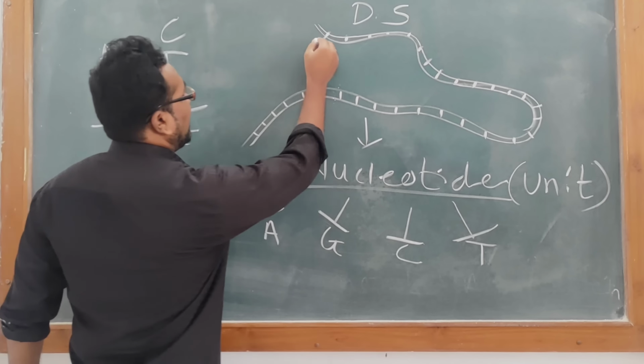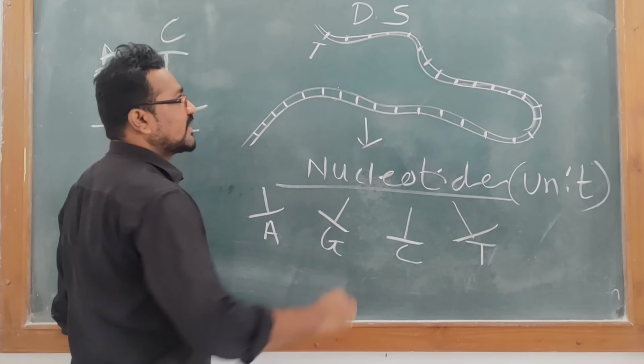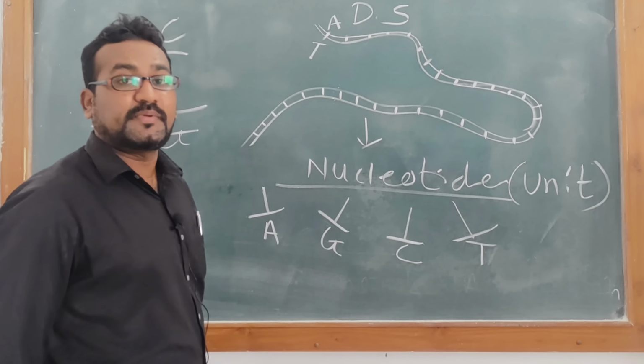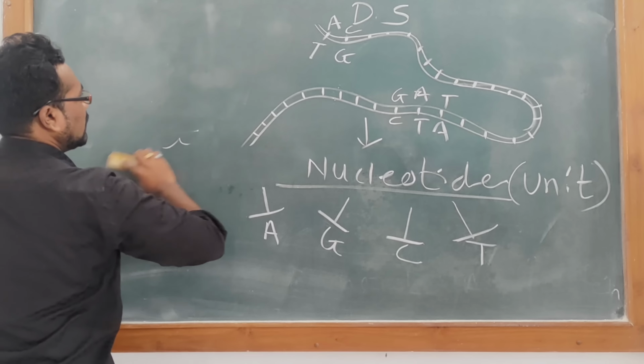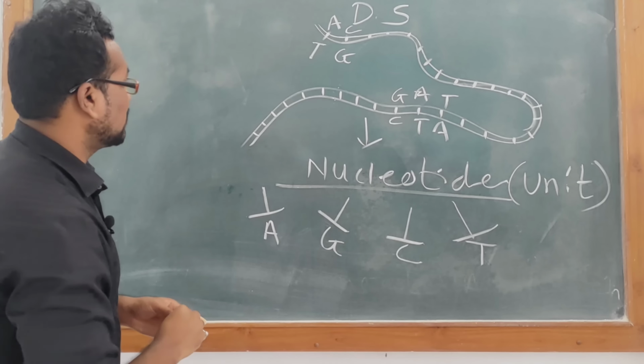In a strand, if at one side T nucleotide is present, at the opposite side A nucleotide should be present. If one side G nucleotide is present, opposite side C nucleotide should be present. Anywhere you can check this. This is going to happen always. Means what? A, G, C, T are the units of DNA. These units are known as nucleotides. I have just explained the Chargaff hypothesis or Chargaff rule.